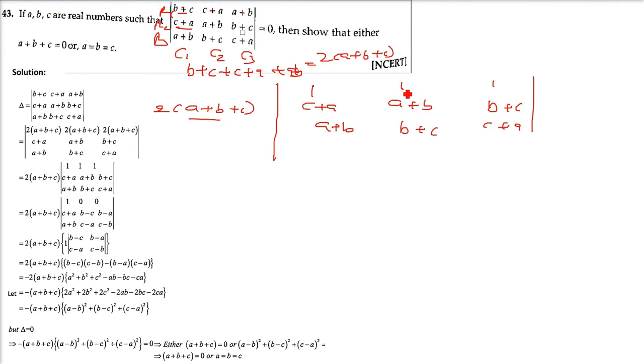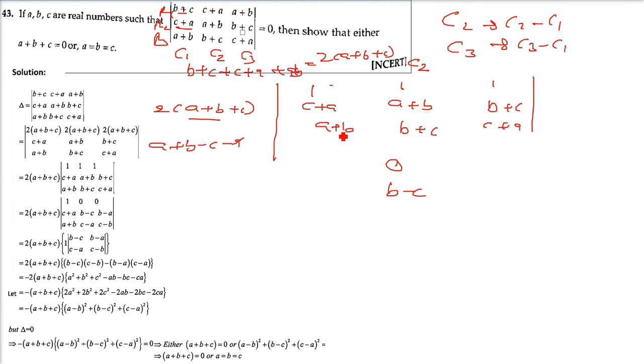Now to make it simple, whenever this comes, the best way is to change column 2 to column 2 minus column 1, and column 3 to column 3 minus column 1. This is the best way to do it. So in column 2, 1 minus 1 is 0, A plus B minus C minus A. So A gets cancelled, you get B minus C here. B plus C minus A minus B, so B gets cancelled, you get C minus A here.